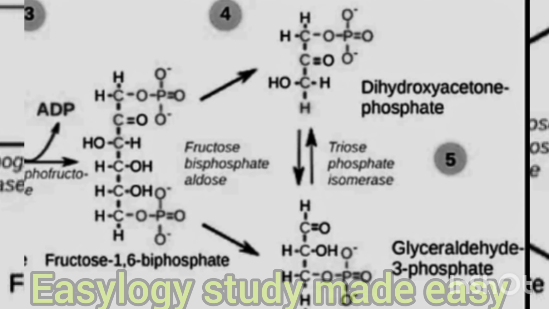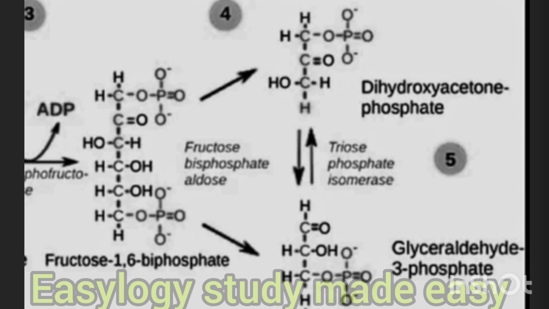Step 4. Cleavage. The fructose 1,6-bisphosphate is cleaved to produce 2 3-carbon molecules: glyceraldehyde 3-phosphate, G3P, and dihydroxyacetone phosphate, DHAP. This reaction is catalyzed by the enzyme aldolase.